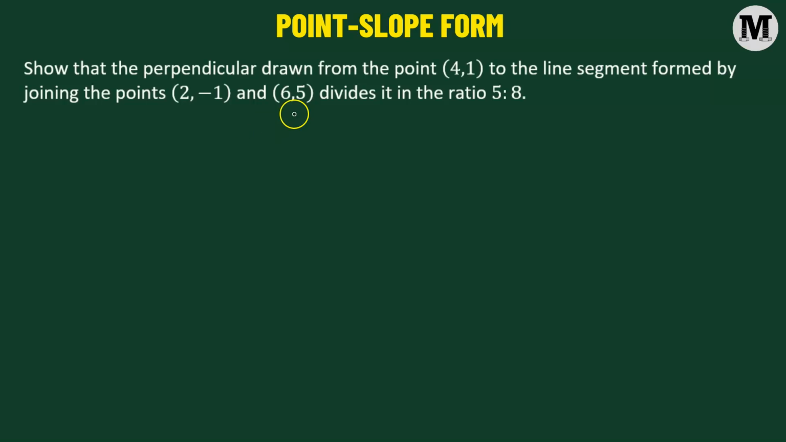Show that the perpendicular drawn from the point (4, 1) to the line segment formed by joining the points (2, -1) and (6, 5) divides it in the ratio 5:8.